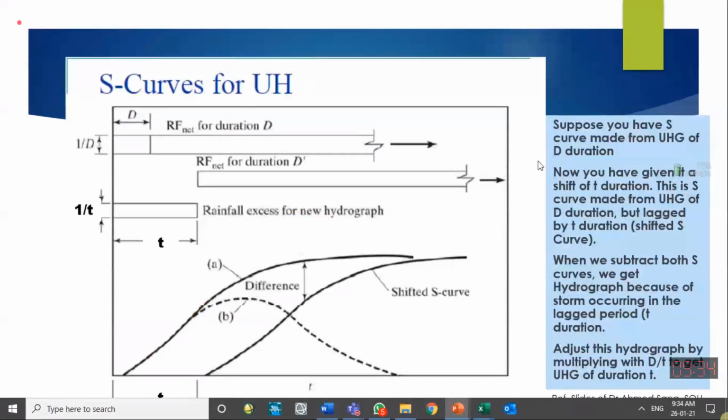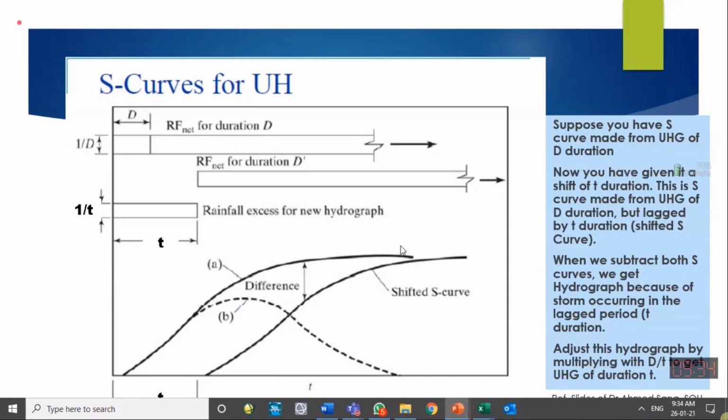Once we have the S curve for a unit hydrograph of D duration, for example this one, we now have to give it a shift of T duration. So give it a lag of T duration, make an S curve with a lag of T duration. T is the duration for which we want to make a unit hydrograph. T is the storm duration for which we are looking for the unit hydrograph. We have a unit hydrograph of D duration already with us.